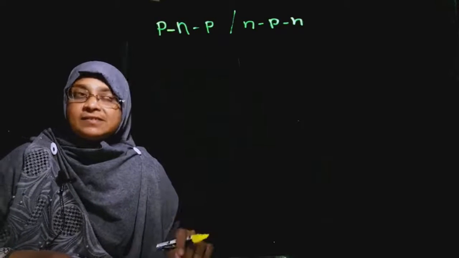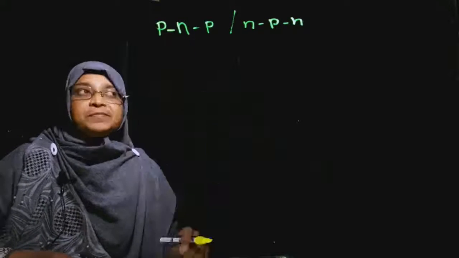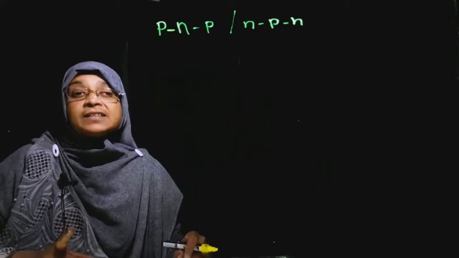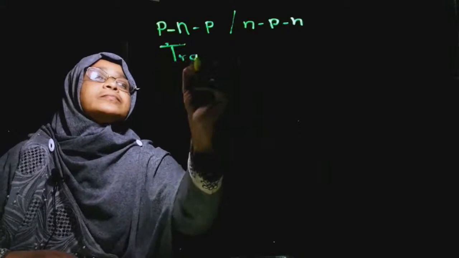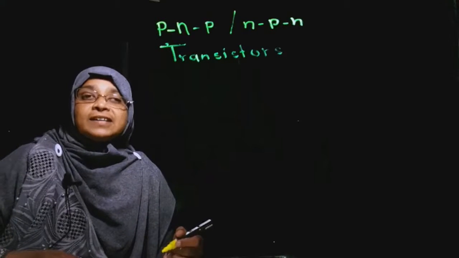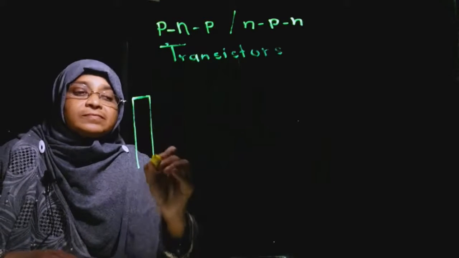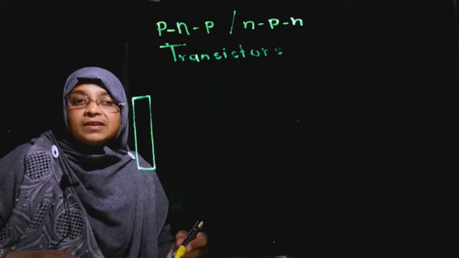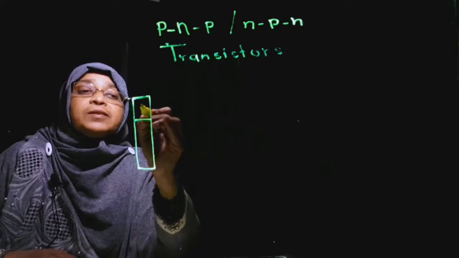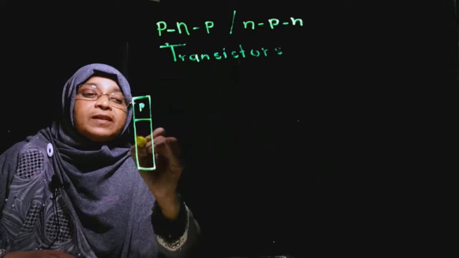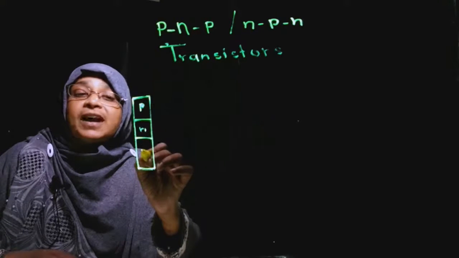In these transistors, there are three terminals: 1, 2, 3. Here also, 3 terminals. So, transistors. These junctions can be shown as a semiconductor, doping as P. This portion doping as N. This portion doping as again P.